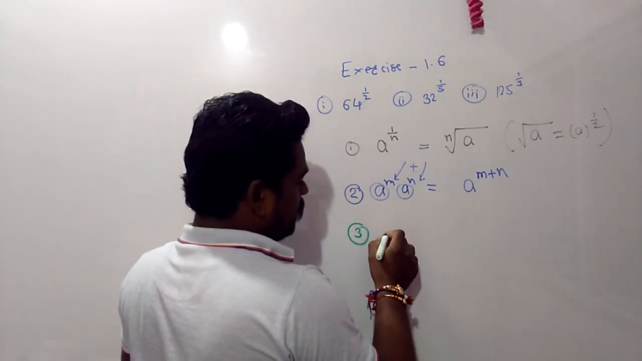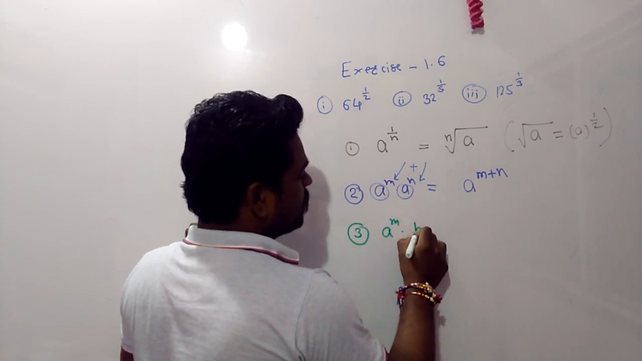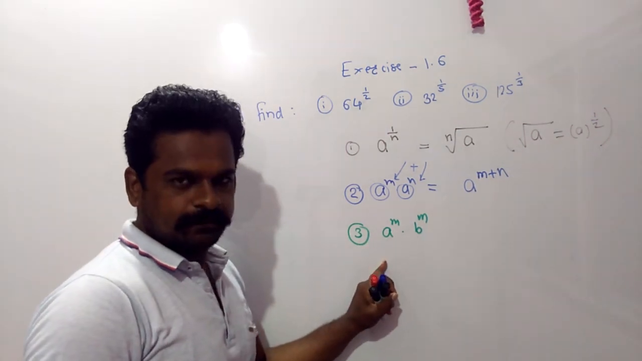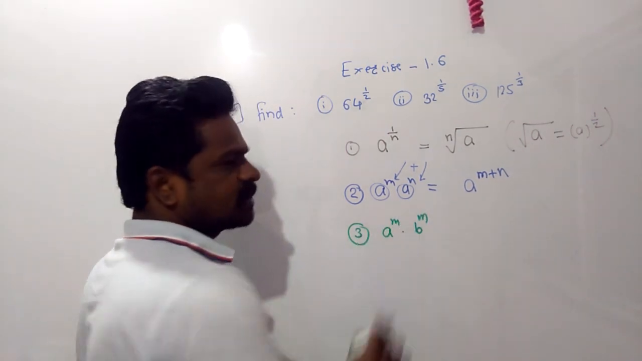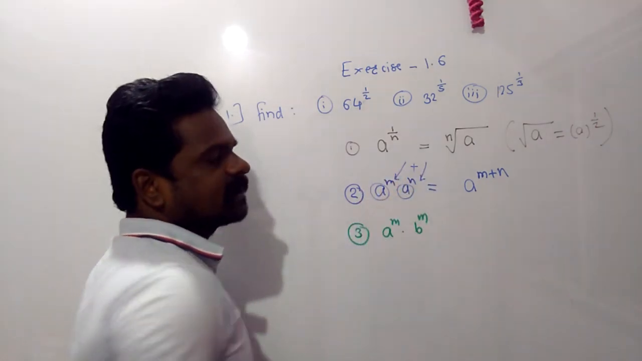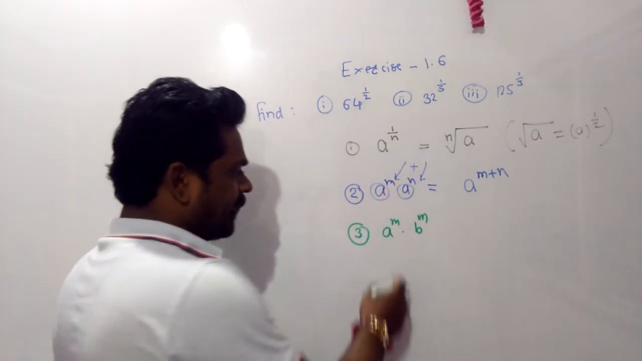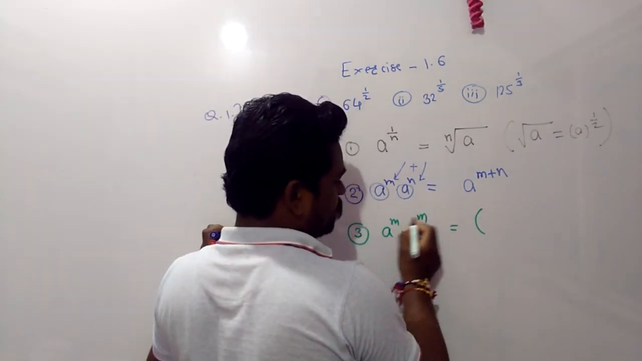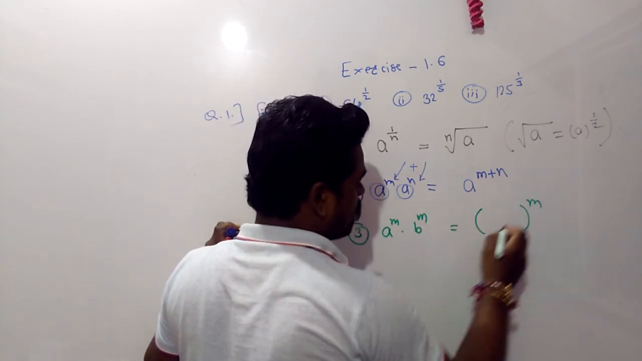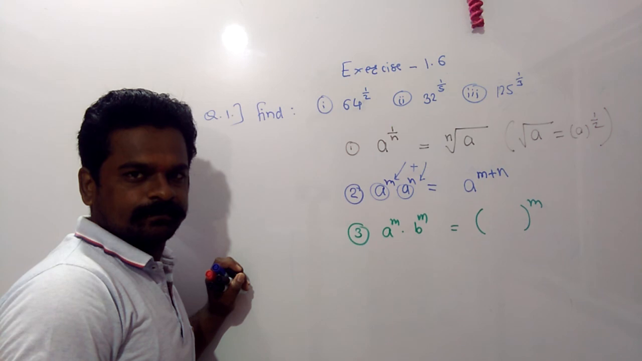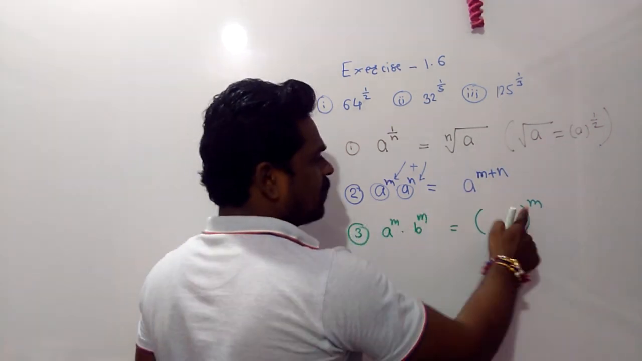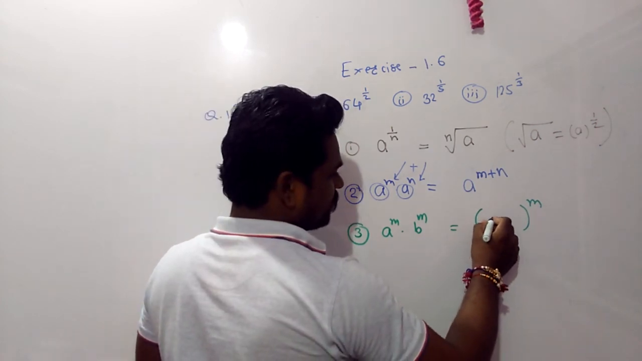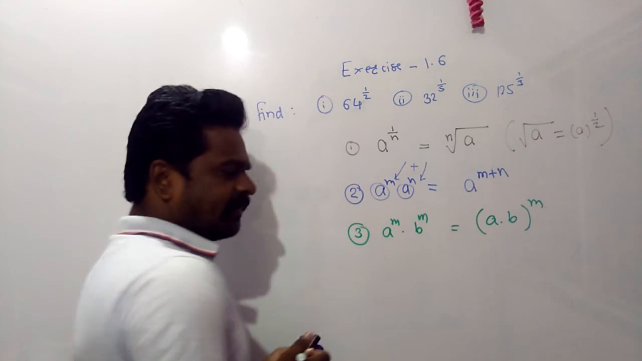Suppose a raised to m into b raised to m. The bases are different and the powers are the same. When powers are different and bases are the same, this is the second case. And when bases are different and powers are the same, this is the third case. If the powers are the same, then we can give the same power to both the terms and write both the terms inside as they are, that is a into b raised to m.